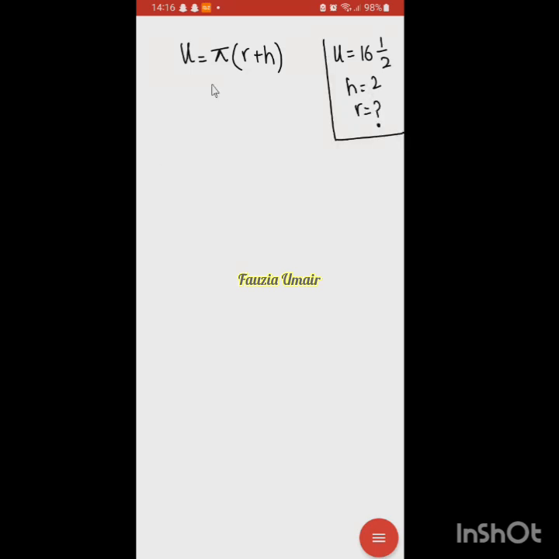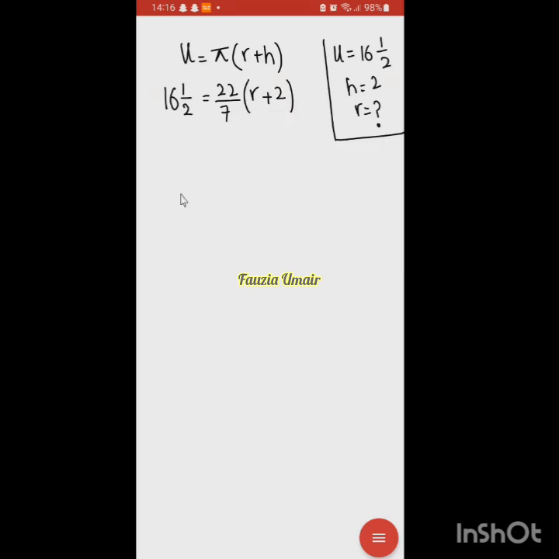So what is the first step in this question? We replace the values in the equation. That's right. So u is 16 wholes 1 by 2. Pi is 22 by 7, it is written in the question. Right? So r is unknown. h is 2.